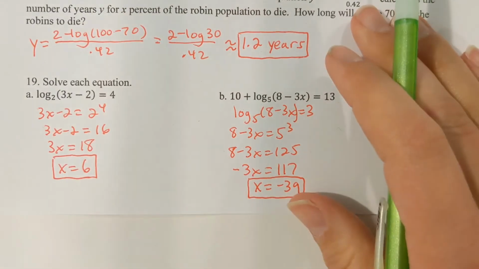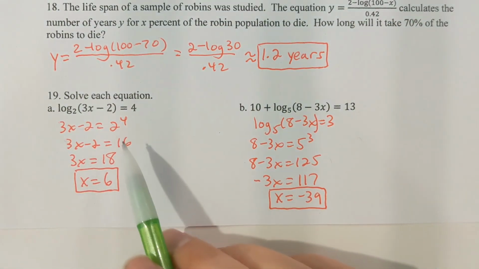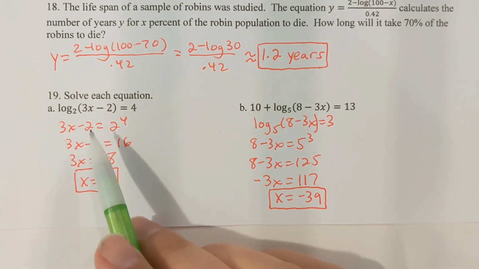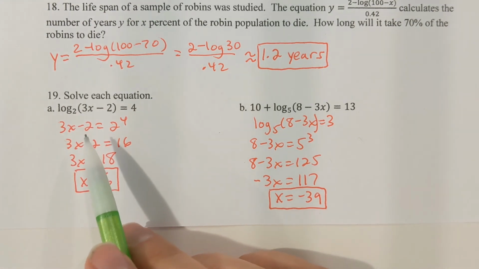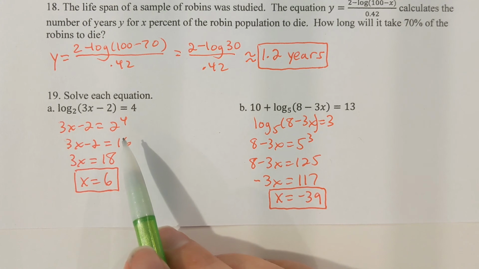Okay. So that's what I want to do here. In part A, I want to get rid of this logarithmic notation. So 3x minus 2, that's inside of the logarithm. I want to keep that all alone now on the exponential. 2 is the base, and so it's going to be the base of the exponential.